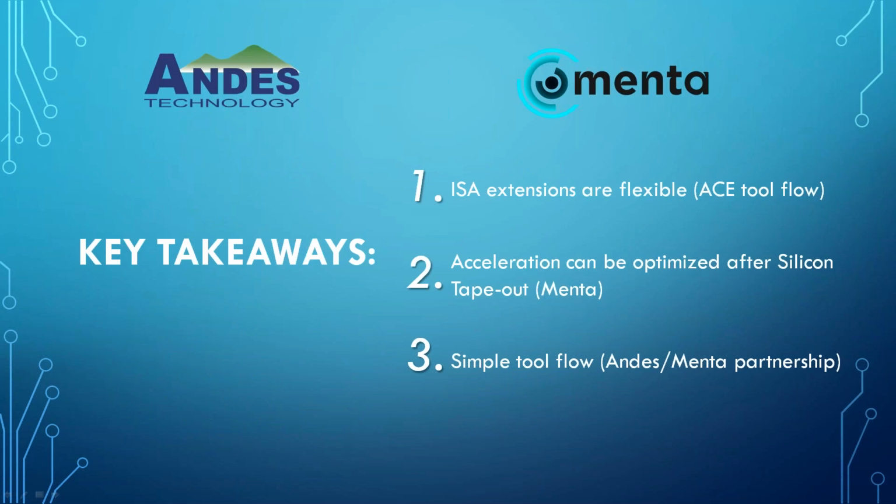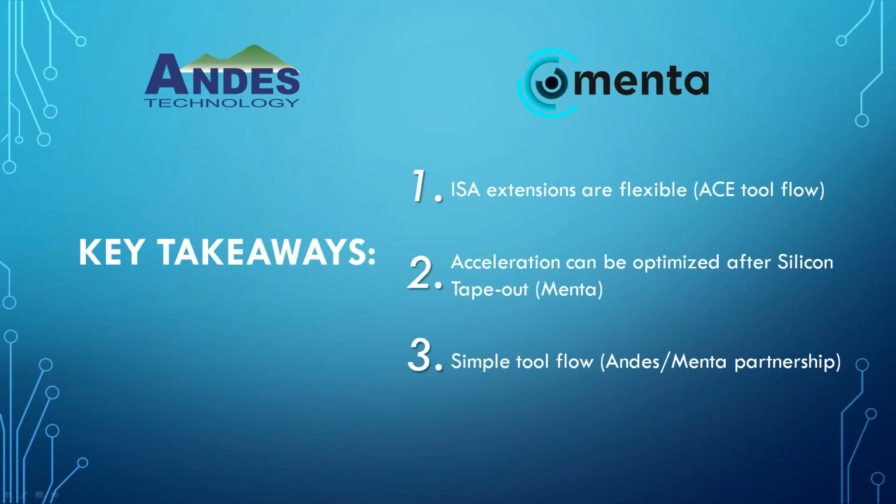So the key takeaways here are that ISA extensions are flexible. We've seen the ACE tool flow from Andes. Acceleration can be optimized after the silicon tape out. What we have is basically an uncommitted array that we predefine upfront to figure out what we need, and then we would commit that array after the fact. And this can be done later down the design.